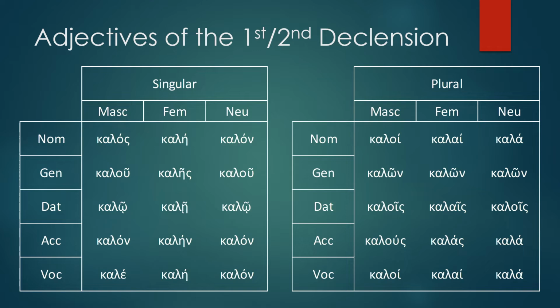The genitives, all the same. The datives, kalois, kalais, kalois. Not iota subscripts anymore, but proper iotas, which you pronounce. For the accusatives, kalus, kalas, kala. And for the vocatives, kaloi, kalai, kala. Vocatives all the same here as the nominatives.